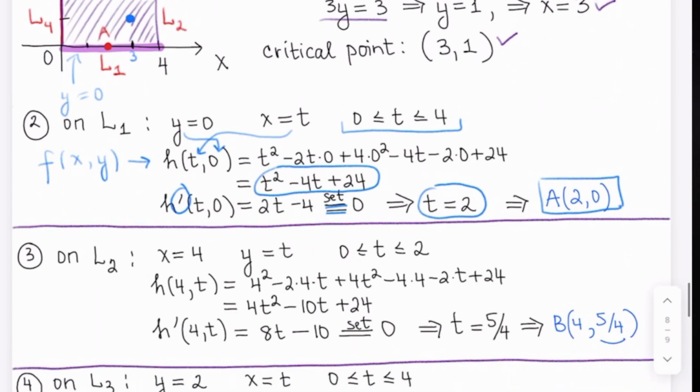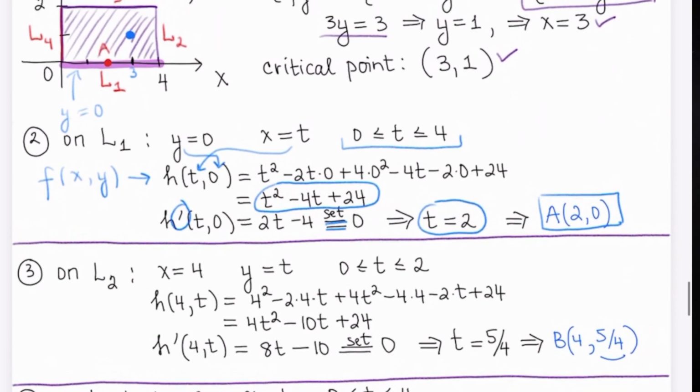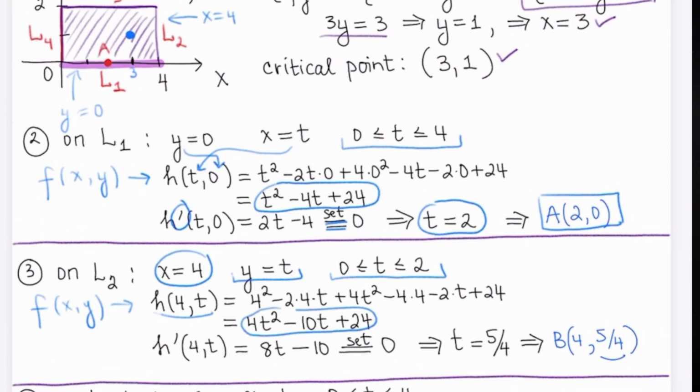Now we do the same type of analysis for L2. So what happens on L2? That is where x is fixed. Here we have x equal to 4. So we substitute 4 for x. We relabel y as the variable t, and now that varies between 0 and 2. We do our substitution. This used to be f of x, y. Now it is a function of t only. We once again get a polynomial of second degree in one variable.